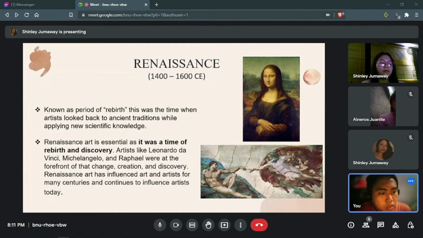And during this time, tempera was used initially in painting until oil paint was introduced, improving the realism and the overall color quality that the artist can generate. It is also in this period where the triangle composition, perspective, and self-portraiture were given birth to. As you can see on the images shown on the screen, the portrait of Mona Lisa and the painting of Adam and God. Okay, so next reporter.